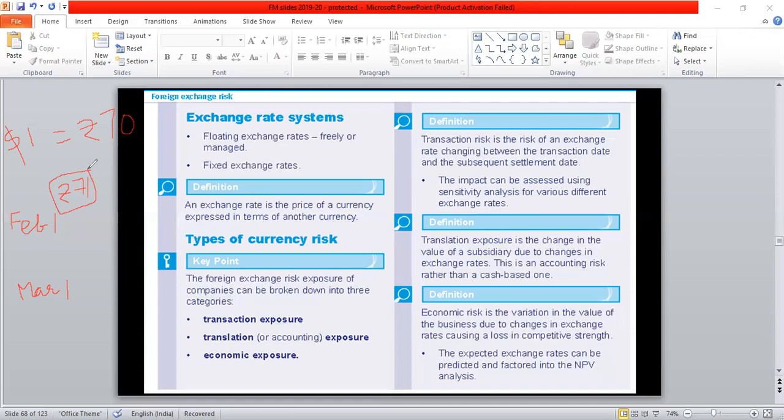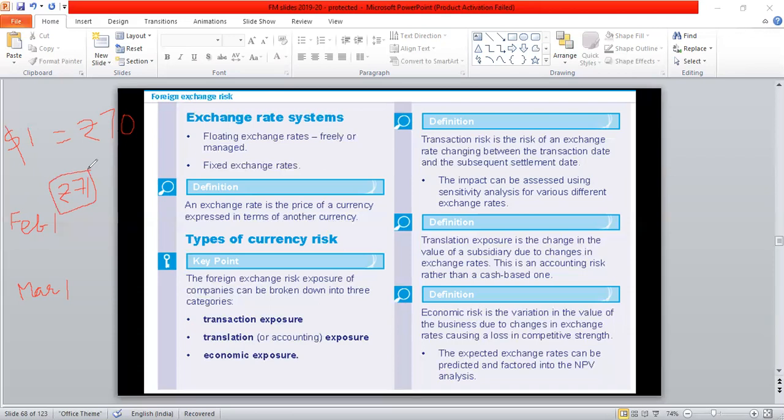They would fulfill the transactions. Let's say that as on that particular date, if they have to make the payment, it would be paid taking the dollar value to be 71. So that is fixed. They have to fulfill that. The payment would be made as on that date at 71.